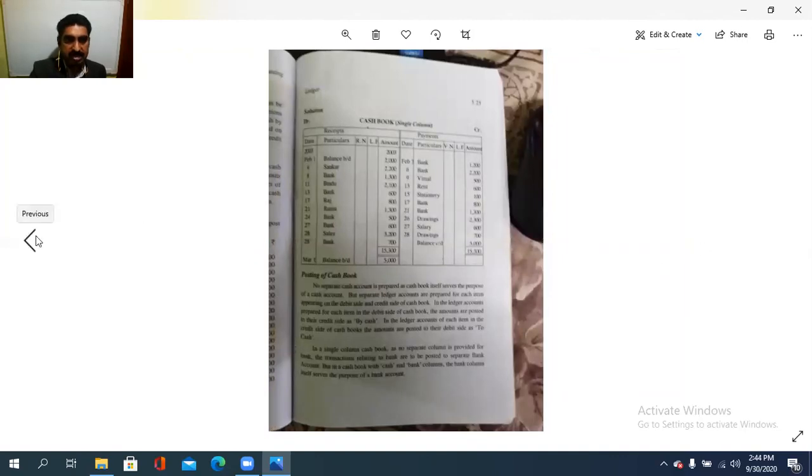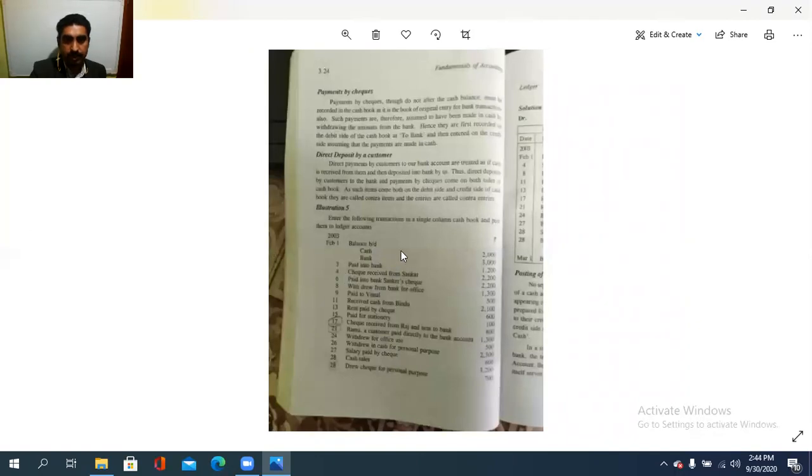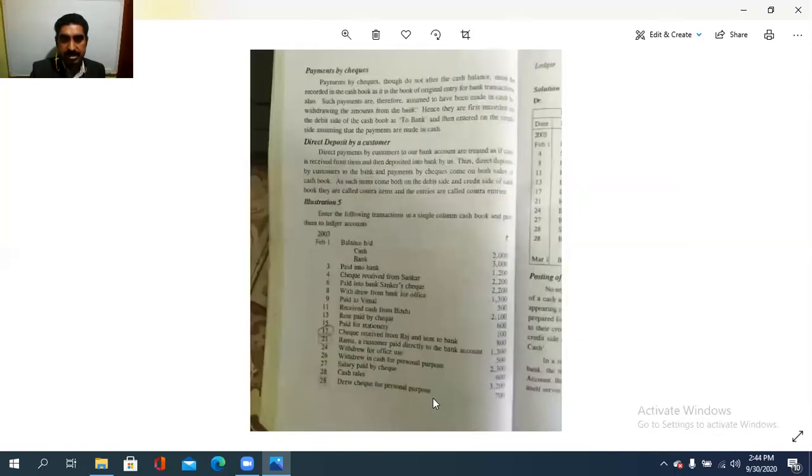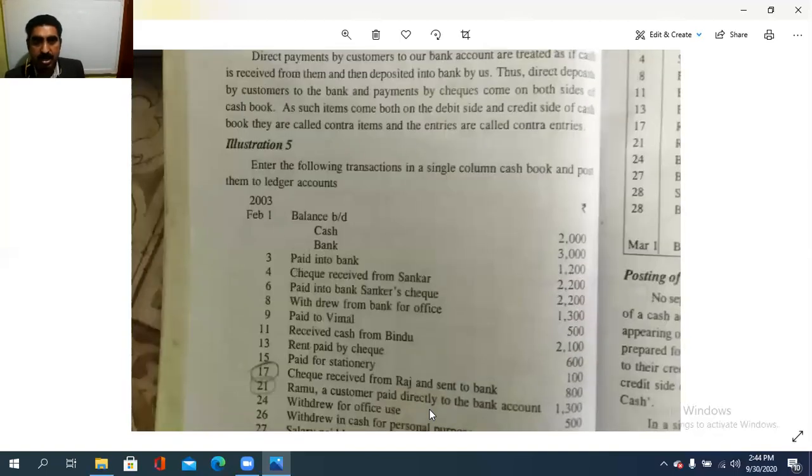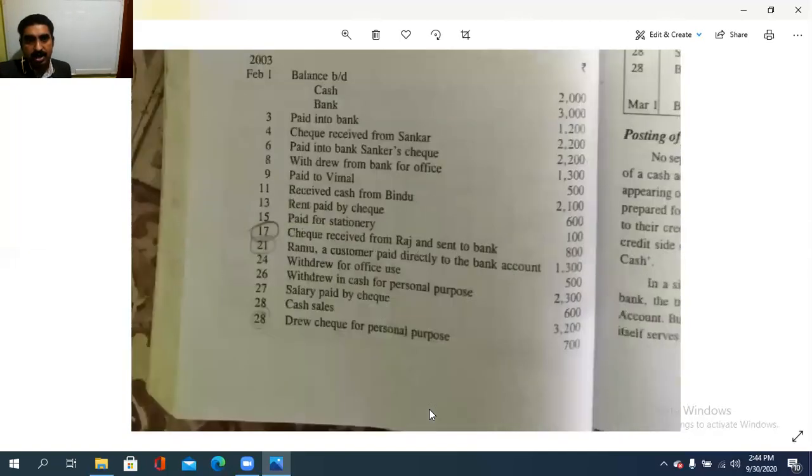See this illustration. Enter the following transactions in a single column cash book and post them to ledger accounts എന്നാണ് പറയുന്നത്. അതായത് നമ്മൾ ലെഡ്ജർ അക്കൗണ്ട്സിലേക്ക് പോസ്റ്റ് ചെയ്യുന്നത് ഞാൻ ചെയ്യുന്നില്ല. കാര്യം എന്താണെന്ന് വെച്ചാൽ ഇതിൽ നിന്ന് ലെഡ്ജർ അക്കൗണ്ട്സിലേക്ക് എടുത്തെഴുതാനുള്ളതേ ഉള്ളൂ. അത് നിങ്ങൾക്ക് ഓൾറെഡി അറിയാം. ജസ്റ്റ് സിംഗിൾ കോളം ക്യാഷ് ബുക്ക് തന്നെ പ്രിപ്പയർ ചെയ്യാം.